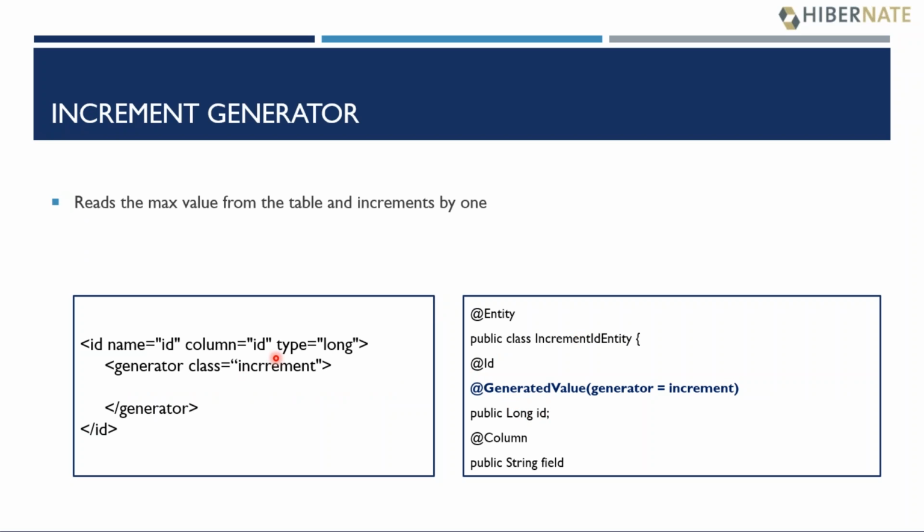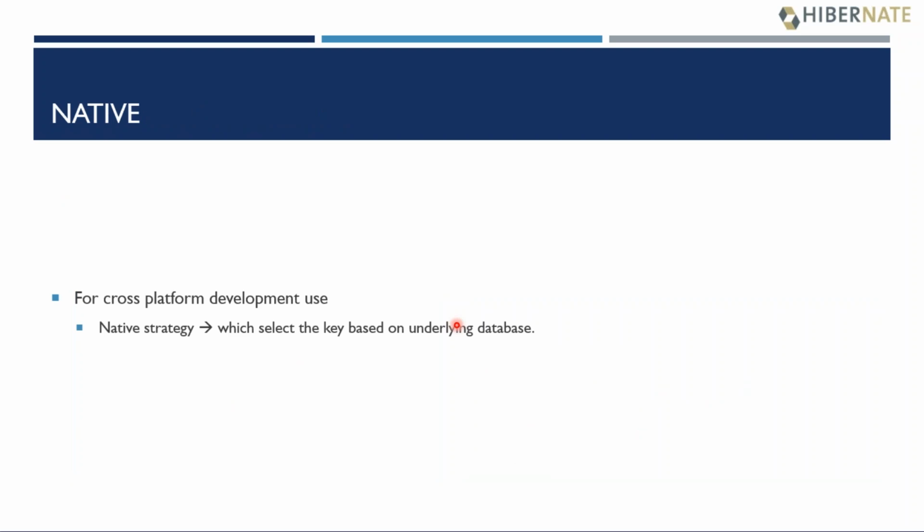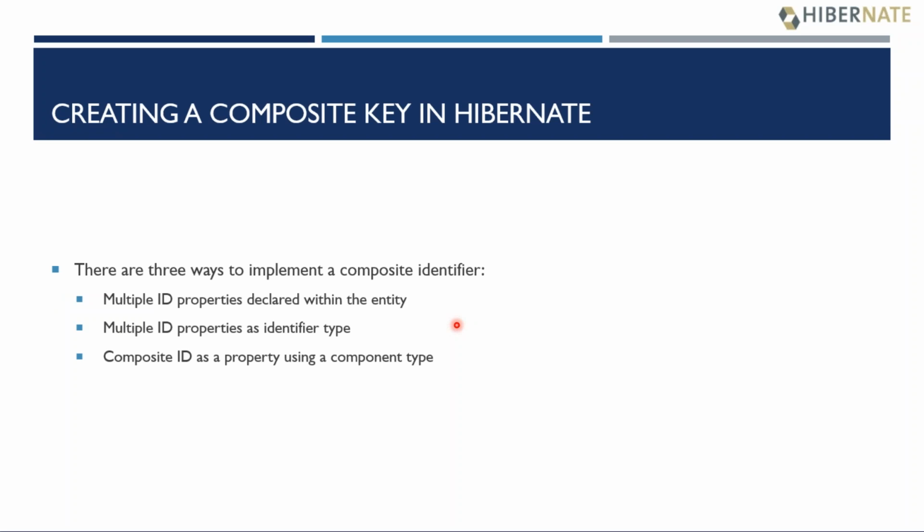Now over here, increment we have, so under increment it will start from 1. For row 1, let's say you are creating the employees. For the first employee the number is 1, second employee 2, 3, 4, and so on. And again generated is equal to increment over here. Native depends on however the database is selecting the key.